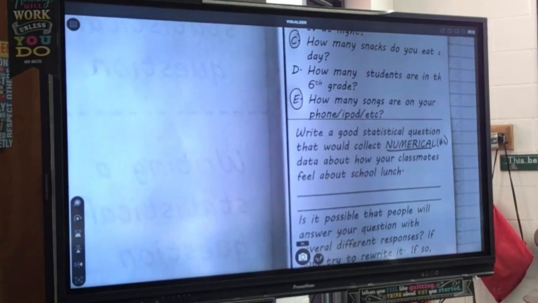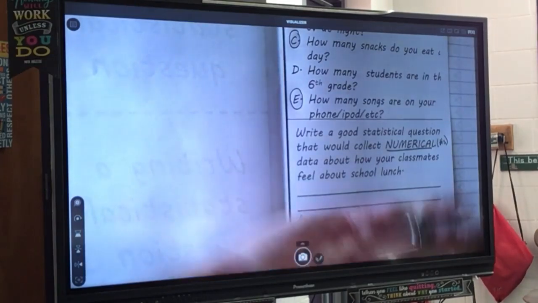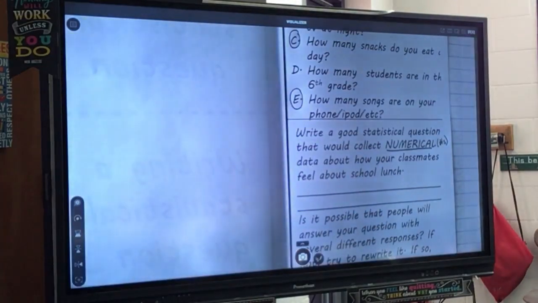All right, so do the top one and then stop. Stand up when you're done. Okay, go ahead.